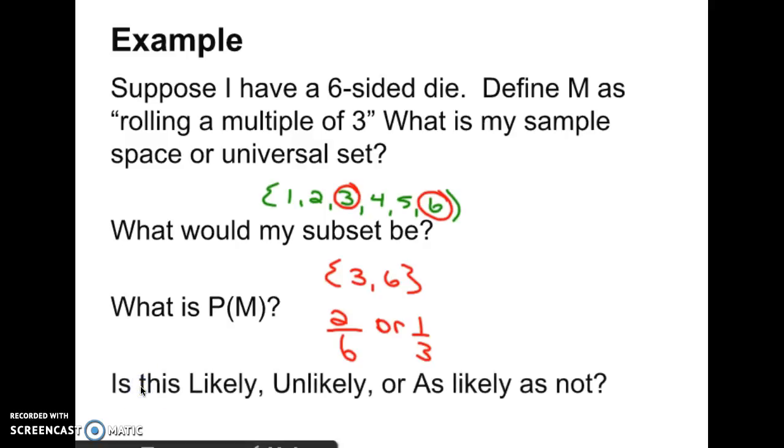And then at the end, is this likely, unlikely, or as likely of rolling a multiple of 3? Well, 1 out of 3 isn't more than half, right? So that would be unlikely. You would have an unlikely chance of rolling a multiple of 3 because it's less than 1/2.